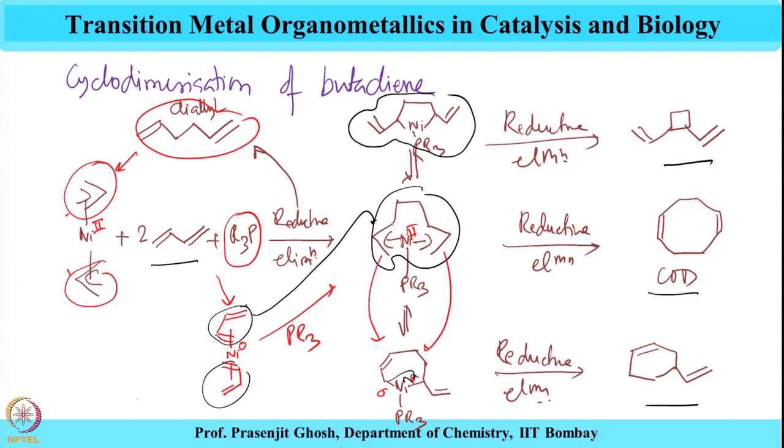So, this is a nice demonstration again of the ability or scope of organometallic catalysis, where a variety of products can be obtained depending on the sterics that one uses. So, with this we come to the end of our discussion on cyclodimerization of butadiene, and also we conclude our discussion on alkene oligomerization reaction.